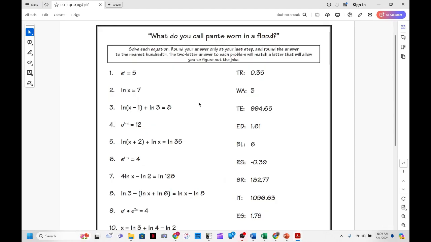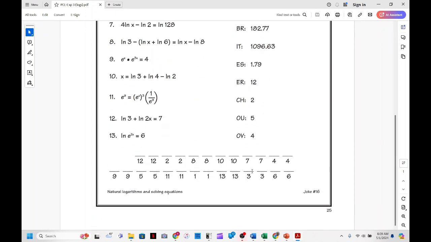For this puzzle, we're trying to solve the riddle, what do you call pants worn in a flood? We have to solve each of these equations, rounding to the nearest hundredth if necessary. Sometimes it isn't. Once we solve one of these, we're going to put the letters that go with the answer down in the appropriate blanks below.